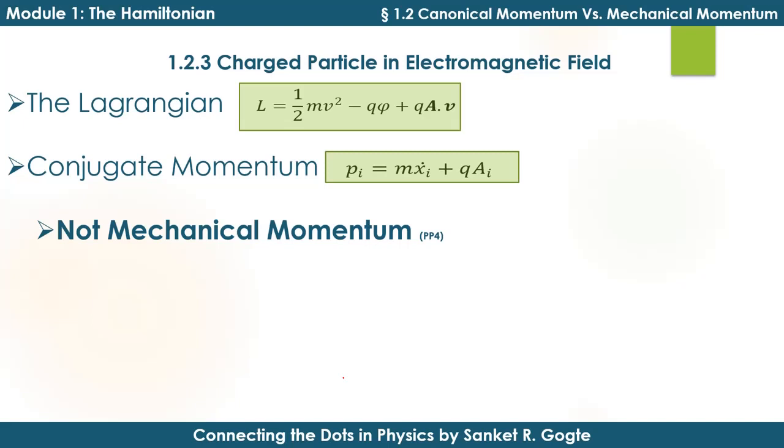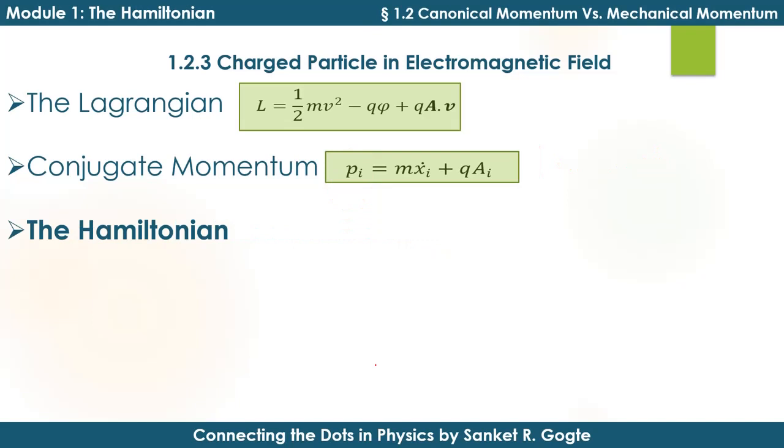Now definitely it is not the mechanical momentum. Mechanical momentum is going to be simply m into xi dot. Now it's a point to ponder what this pi really means, what is the physical significance of that. I'll leave you to think about it.